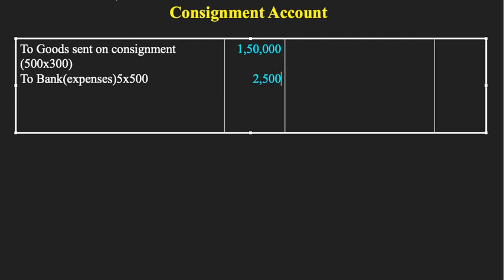2500. Then we are given that the consignee is spending some expenses, so we are going to write down to consignee. So how much is he spending? He is spending first non-recurring expenses.